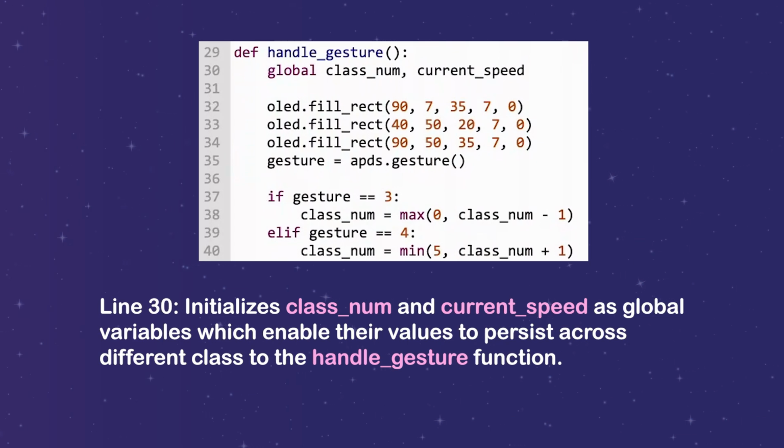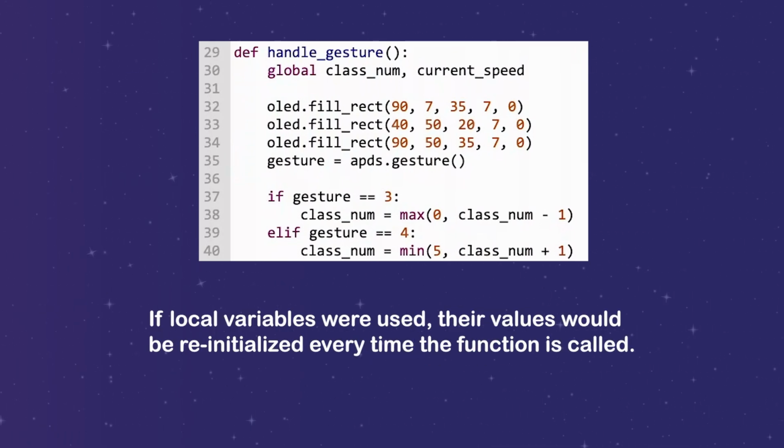Line 30 initializes class number and current speed as global variables, which enable their values to process across different classes to the handle gesture function. If local variables were used, their values would be reinitialized every time the function is called.